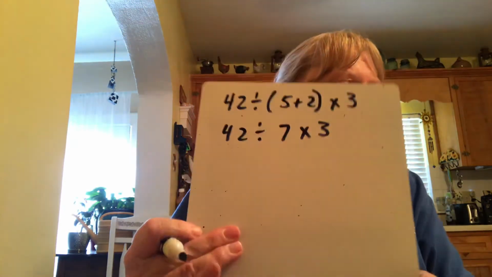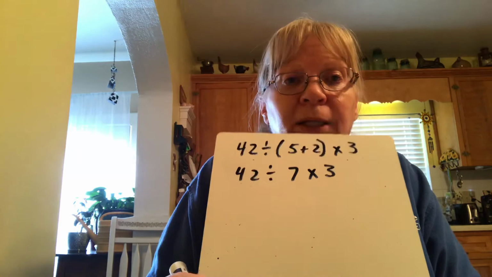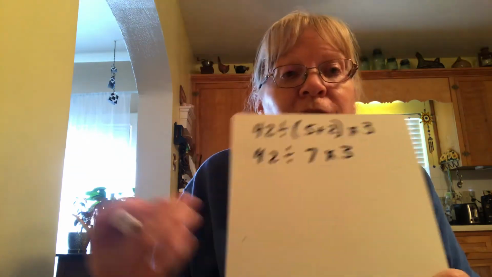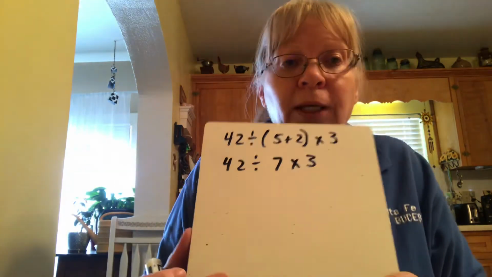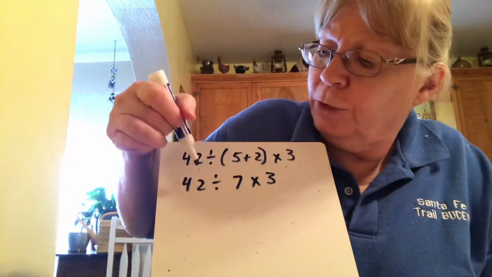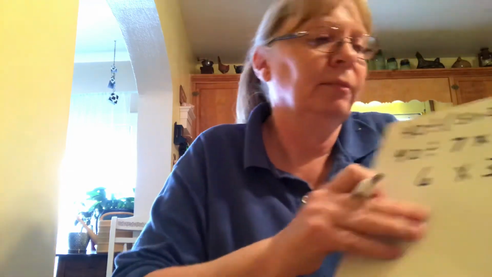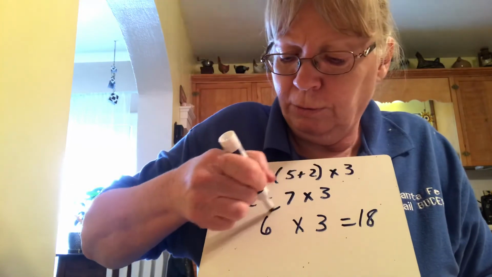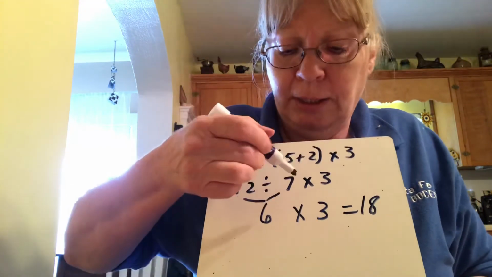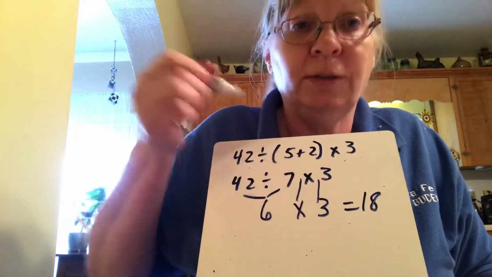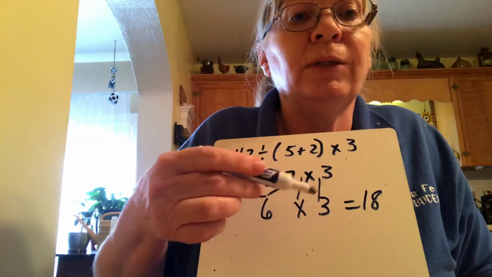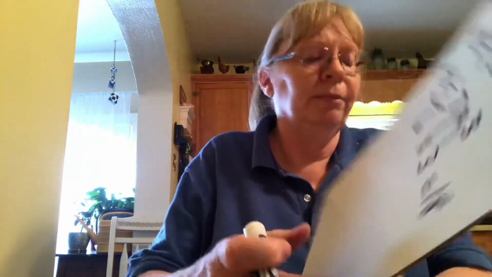Now, when it comes to multiplying and dividing, it doesn't matter which one you do first. You just go in the order of the way that they're written. So 42 divided by 7 is 6. And 6 times 3 is 18. Okay, so these two equals 6. I brought down the times. I brought down the 3. 6 times 3, 18. All right.